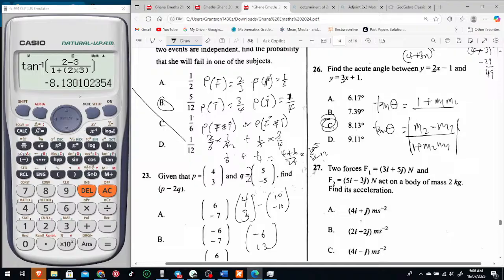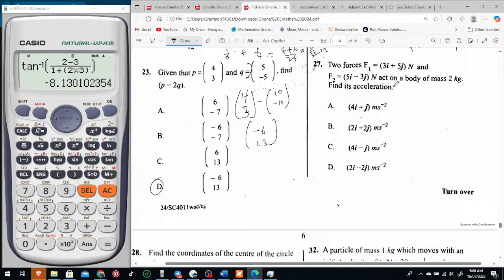Now let's find, two forces act on the body. Find its acceleration. So the resultant force equals the product of mass and acceleration. So you add this and this. 3, 5 plus 5, negative 3 gives you 8, 2. Right? Equals MA. M is 2. So half of 8, 2 is 4, 1.